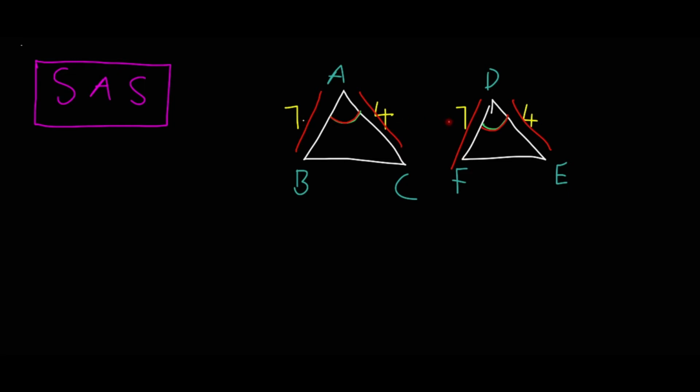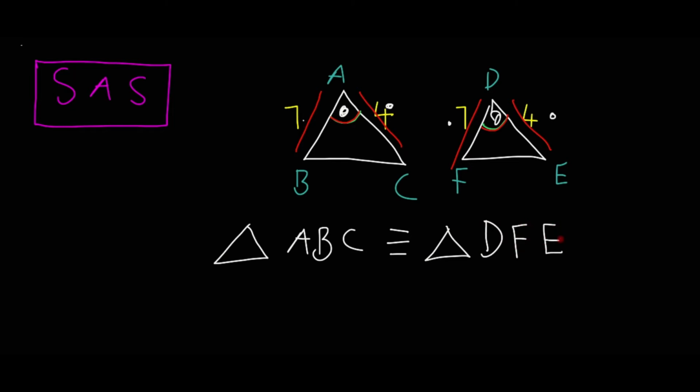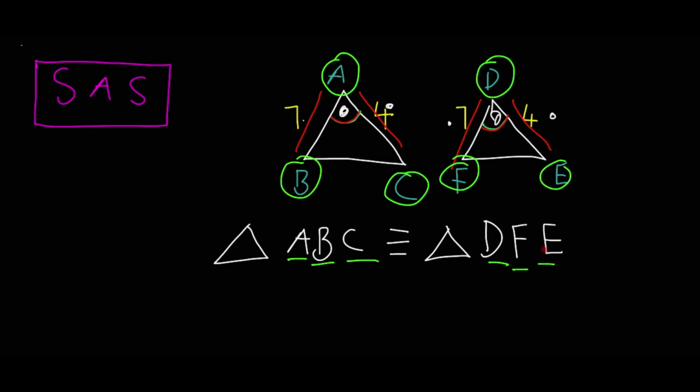This side corresponds to this side, this one corresponds to this one, and then the angles are equal, so these triangles are congruent. So in conclusion, triangle ABC is congruent to triangle DFE. Make sure that if A corresponds to D, this is A and D, B and F, C and E. So the order is important.